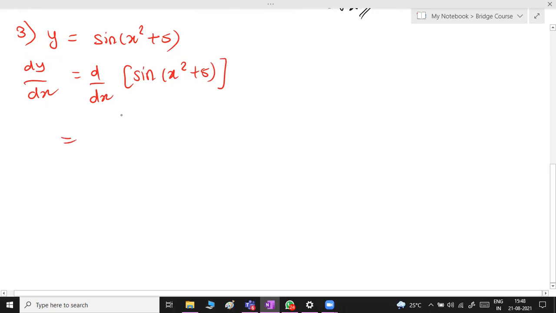So what is the derivative of sin? It is cos x. In place of x, what will I write, x square plus y. But I can also differentiate this term. It is not visible properly, so let me write it neat.